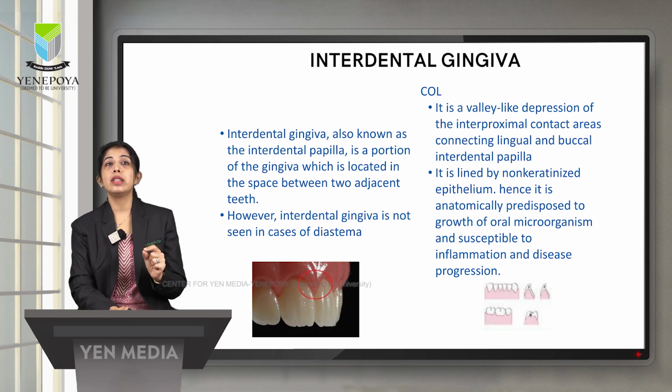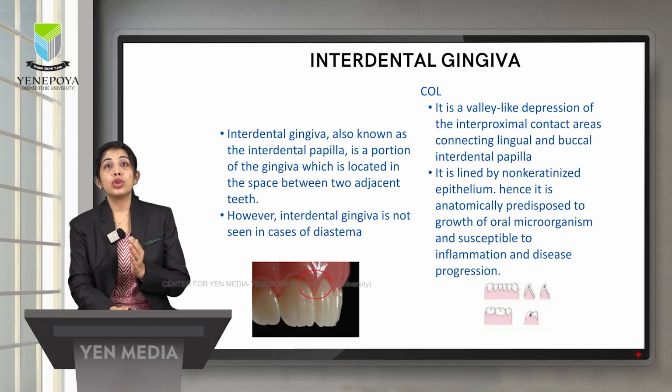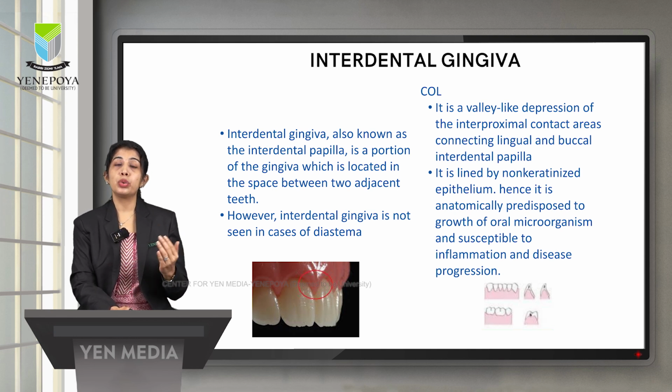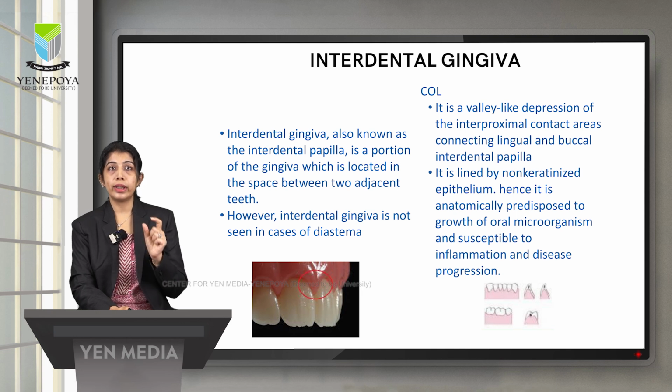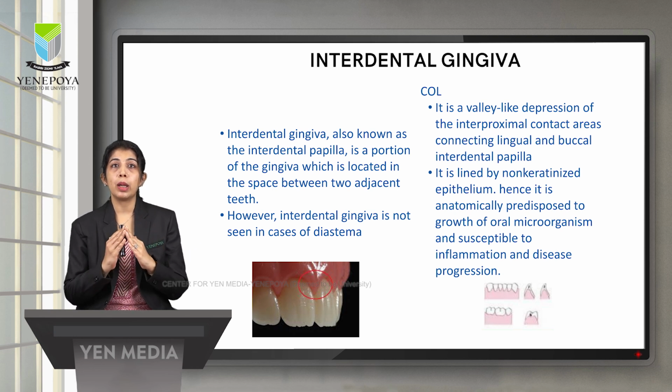The shape of this interdental gingiva again depends upon the position of the tooth, the shape of the tooth and the contact area. However, in cases of diastema where there is no interdental contact, the interdental gingiva is not seen, it is rounded. Coming to col, when you have a posterior tooth like a molar, we all know that the contact area is broad. So there is no way that the buccal and the palatal papilla can merge and become one as in your anterior teeth. So what happens?